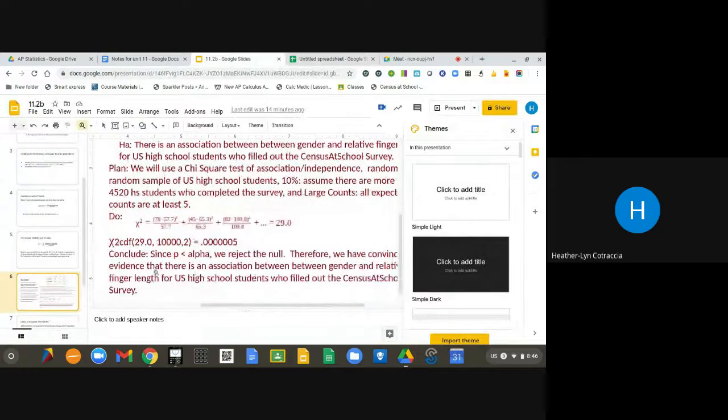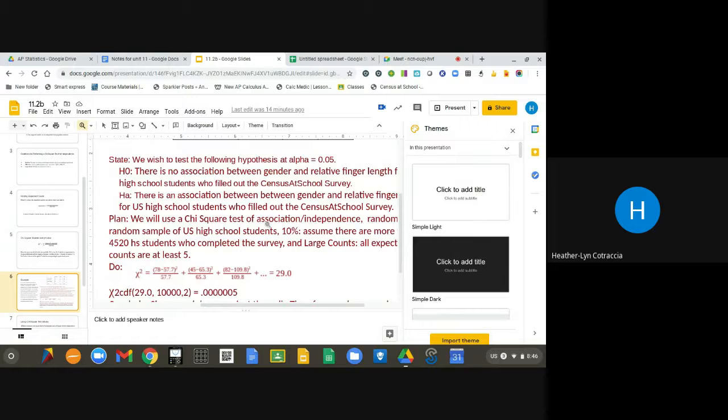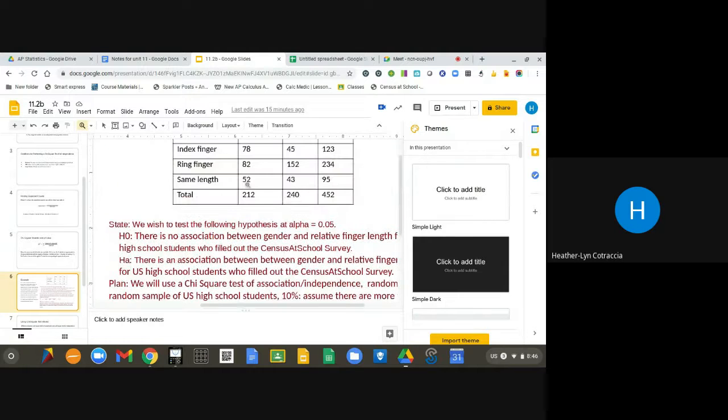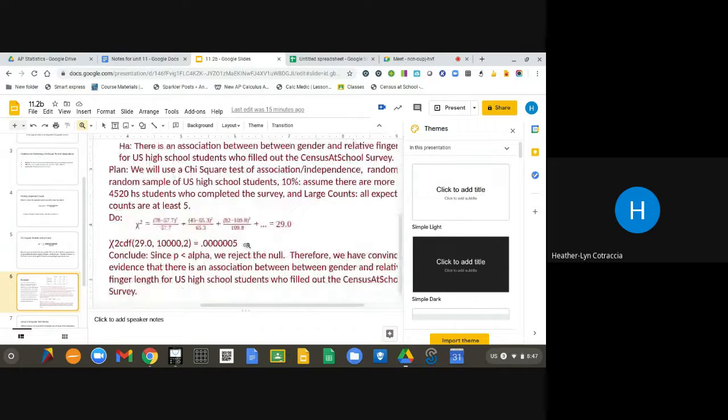You're going to then sketch. I can't sketch right here because I'm not in Cami, but anyways, you would sketch your skewed right distribution, and you would put your 29 on there and shade greater than to show everybody that you're shading 29 to 10,000. Degrees of freedom is 2, because if you look up here, the number of rows is 3. 3 minus 1 is 2. The number of columns is 2. 2 minus 1 is 1. 2 times 1 is 2. So that gives me a degrees of freedom of 2.